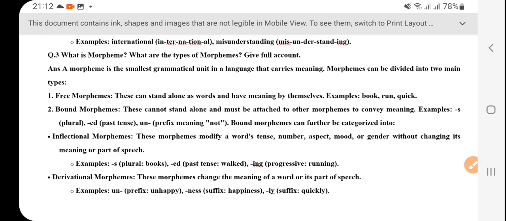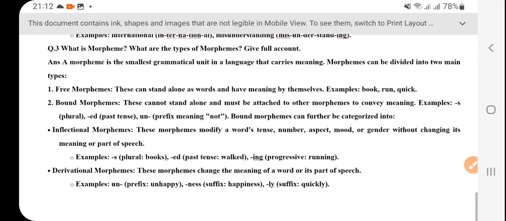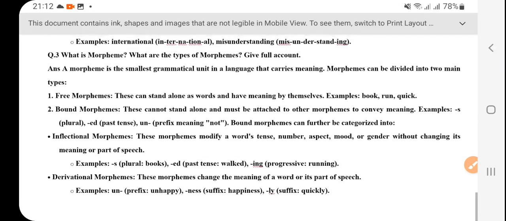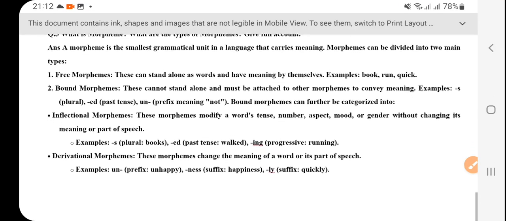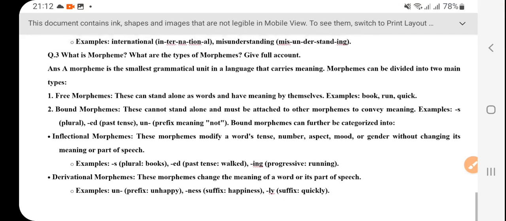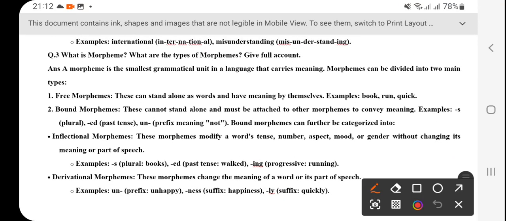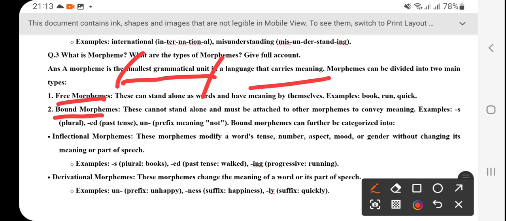Next is morphemes. What is a morpheme? Types of morpheme. A morpheme is the smallest grammatical unit in language that carries meaning. So that is the smallest grammatical unit, and it carries meaning. Morphemes can be divided into two main types: free morpheme and bound morpheme, right?